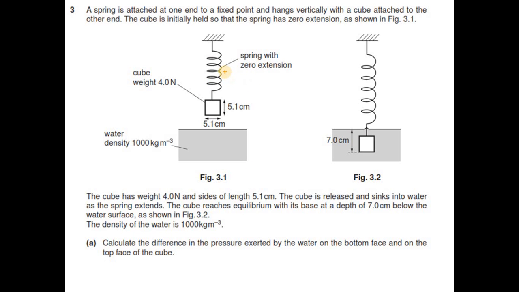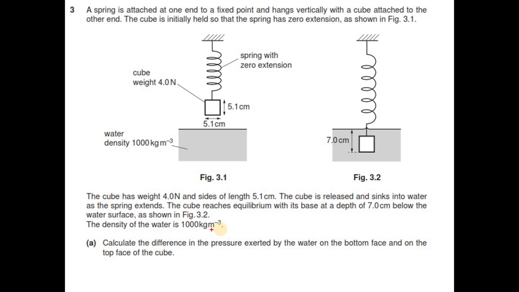Okay, so this is zero extension, original shape, weight 4 Newton. Okay, the cube has weight 4 Newton and the side is 5.1 centimeter. The cube is released and sinks into water as the spring extends. Case number 2. The cube reaches equilibrium with its base at the depth of 7 centimeter below the water surface as shown in figure 3.2.